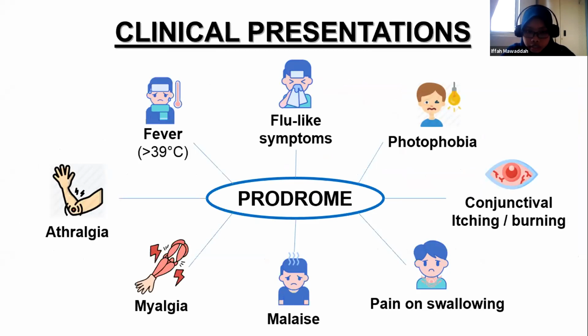From the definition, we know that SJS involves mucocutaneous lesions. These lesions are actually preceded by 1 to 3 days of prodromal symptoms such as fever that often exceeds 39 degrees Celsius and also flu-like symptoms. There are also early symptoms of mucosal involvement such as photophobia, conjunctival itching or burning, and also pain on swallowing. Other symptoms that may be present include malaise, myalgia, and arthralgia. Right, next.